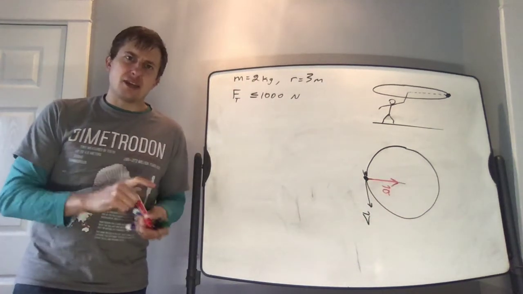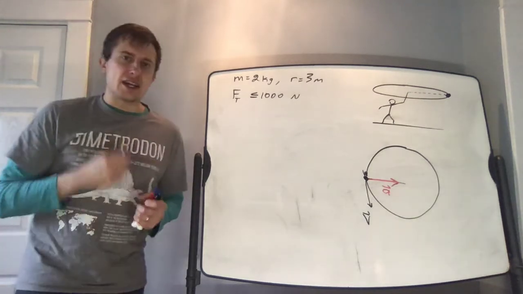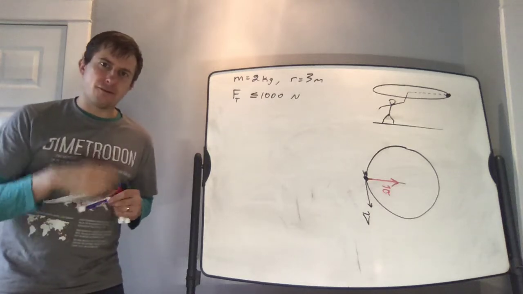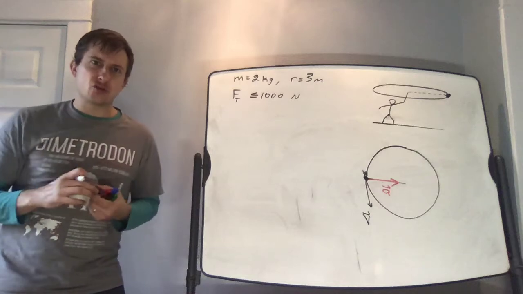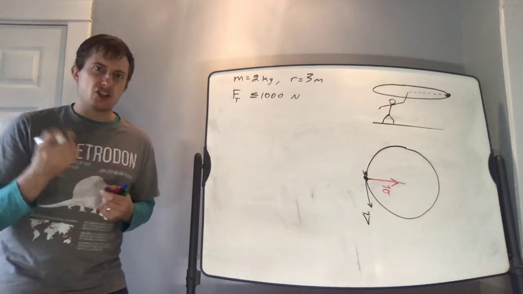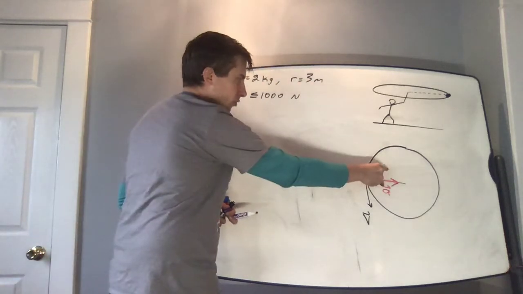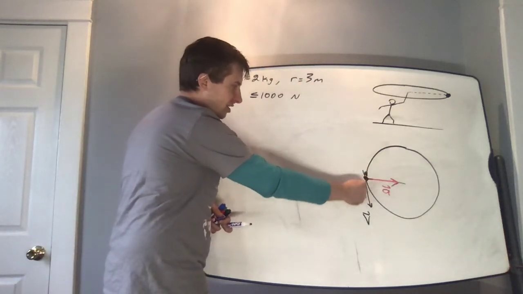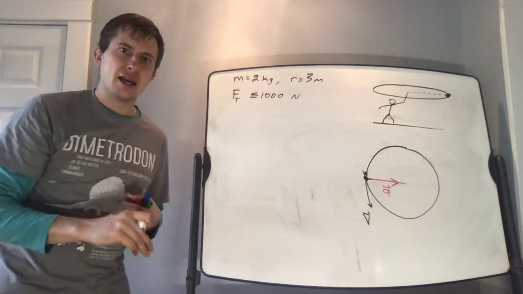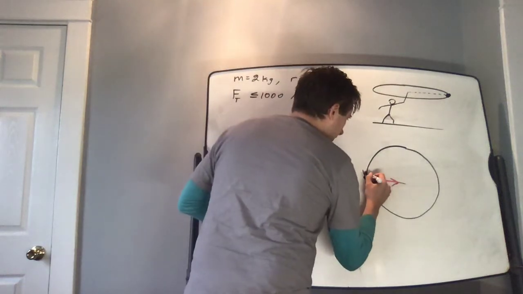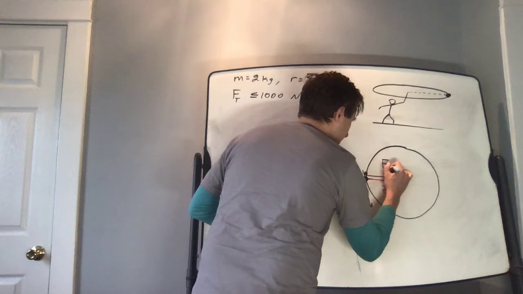Now let's think about the forces acting on the rock. There is a string tied to the rock, and therefore there will be a tension force acting on the rock. The string is what causes the rock to move in this circular path. You could imagine that at some moment, if you were to cut the string, the rock would just continue moving in this direction. It would no longer be moving in a circular path. So there is a tension force acting on the rock that is pulling the rock towards the center of the circle.